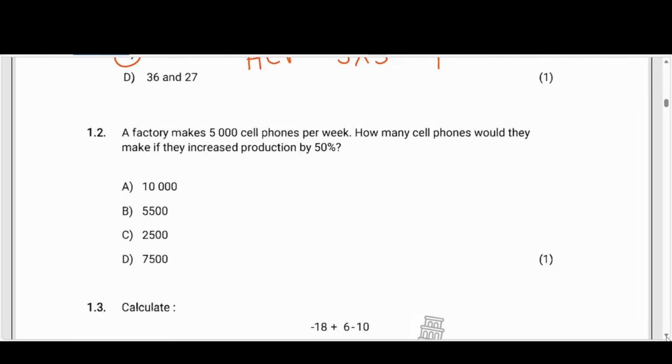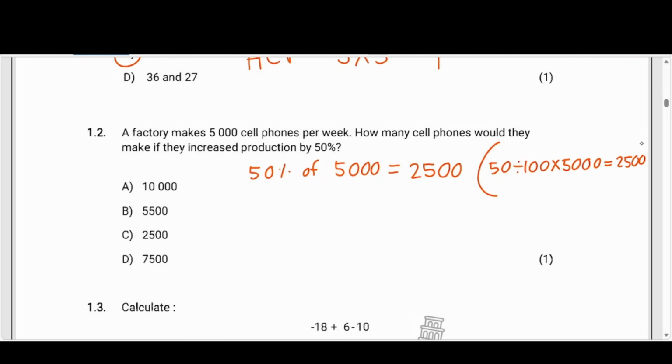1.2, a factory makes 5,000 cell phones per week. How many cell phones would they make if they increase production by 50%? Let's look at what 50% is. So 50% of 5,000. Okay, you could probably see that straight away. So 50% is half. So what is half of 5,000? It is 2,500. If you didn't know that, what you can do whenever you work out percentages is you're going to say 50 divided by 100 times by 5,000, and you put that into your calculator, and you're going to get 2,500. Okay, so that is 50%.